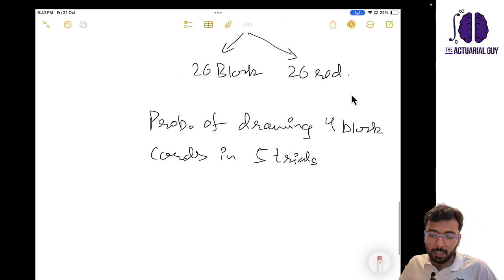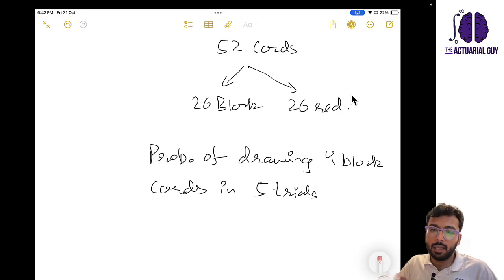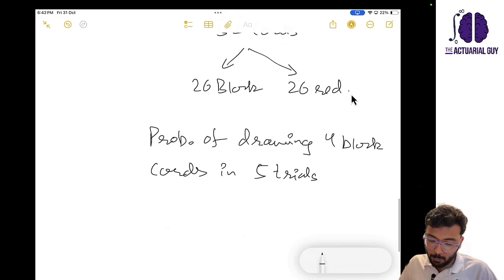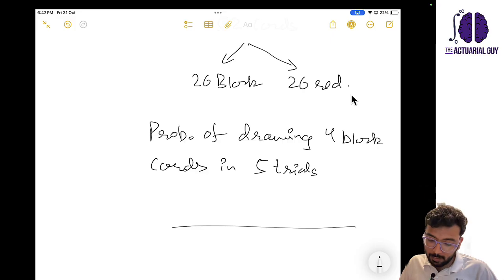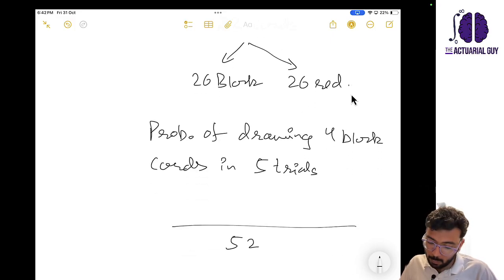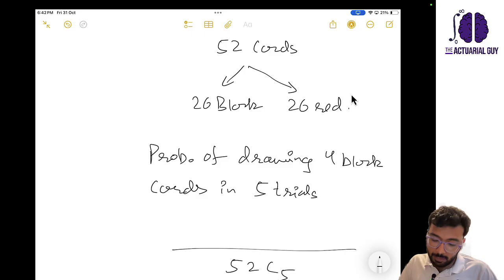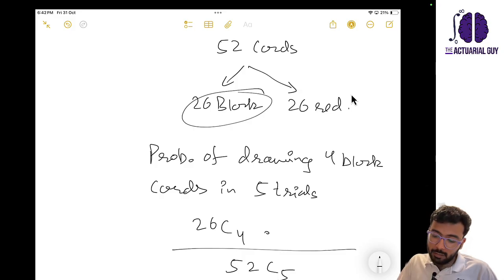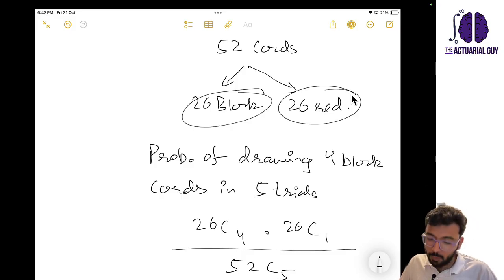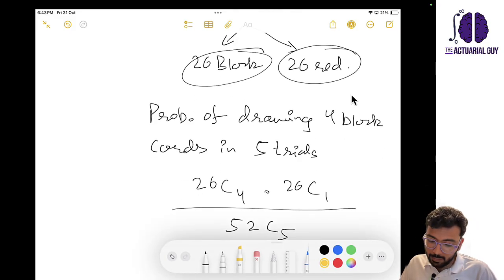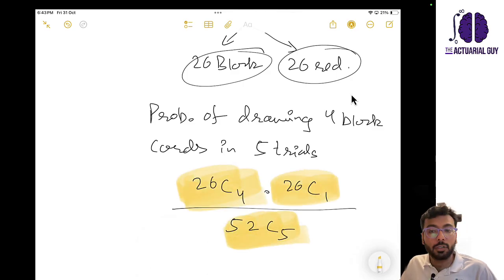So this can be simply estimated using the favorable outcomes upon total outcomes formula, right? So what are the total outcomes? Total outcomes is how many ways you can draw 5 cards from 52 cards. So 52C5, right? And what are your favorable outcomes? That you draw 4 black cards, so 26C4. Out of these 26 black, you draw 4, and out of these 26 red, you draw 1. Okay, so this is your probability, and this is how your hypergeometric distribution is characterized.